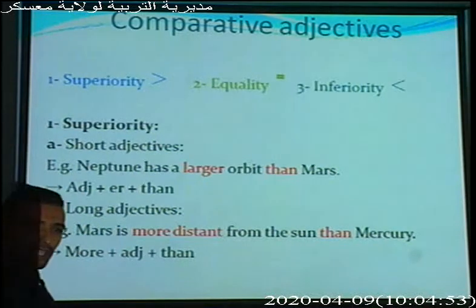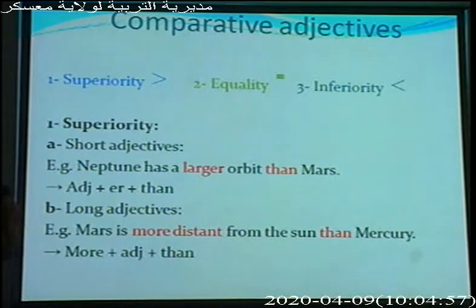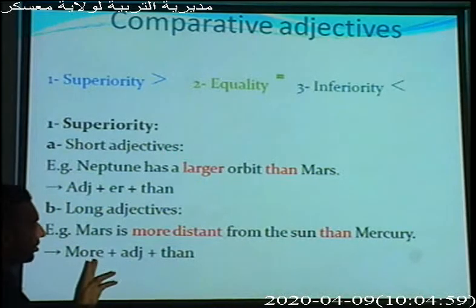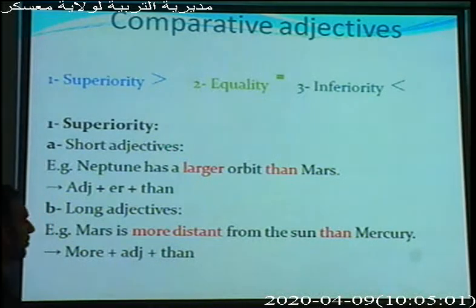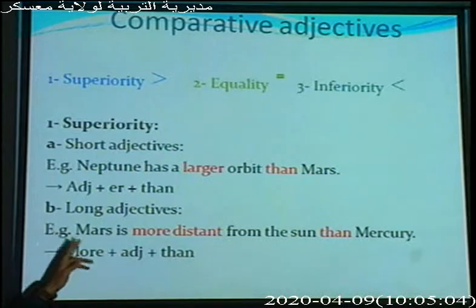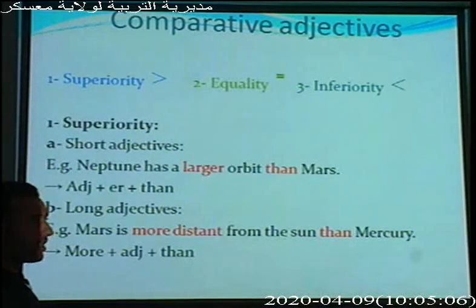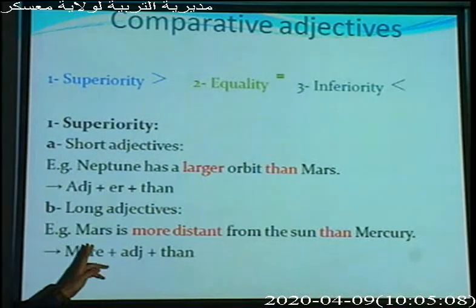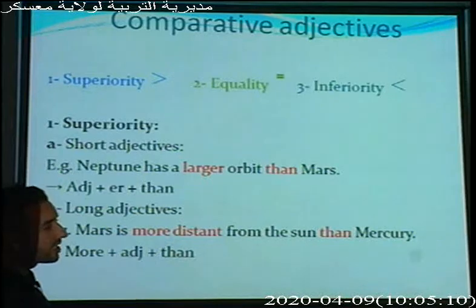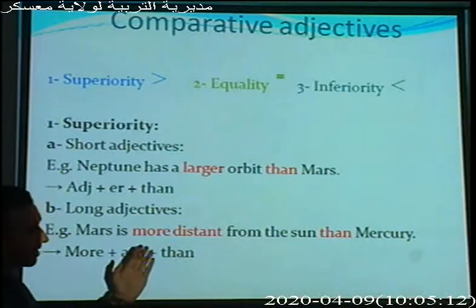When the adjective is long, it means it is more than one syllable, two or three and so on, we have to use more plus adjective plus than. For example, Mars is more distant from the Sun than Mercury. Here we use more plus the adjective, which is long adjective, plus than, more distant than.